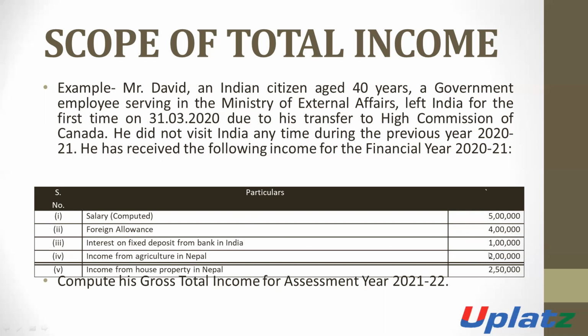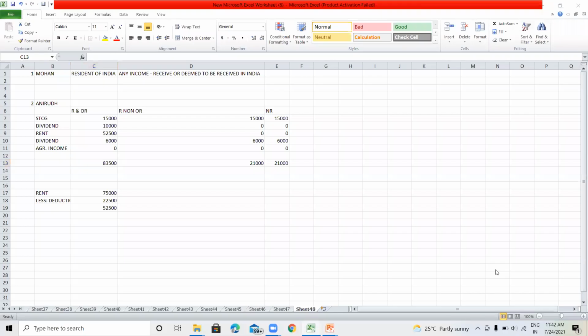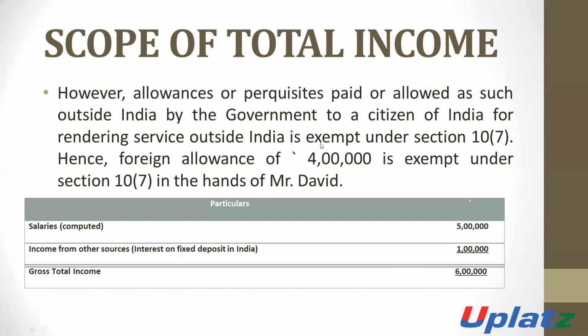Income from agriculture in Nepal is outside India, so it is not taxable in India. And house property in Nepal will not be taxable in India. Only 6 lakh rupees will be taxable in India. Allowances and perquisites paid or allowed outside India by the government of India will be exempted as per section 10 subsection 7. So the foreign allowances of 4 lakh rupees will be exempted. Only salary of 5 lakh rupees and income from other sources, meaning interest on fixed deposit in India, will be taxable in India.